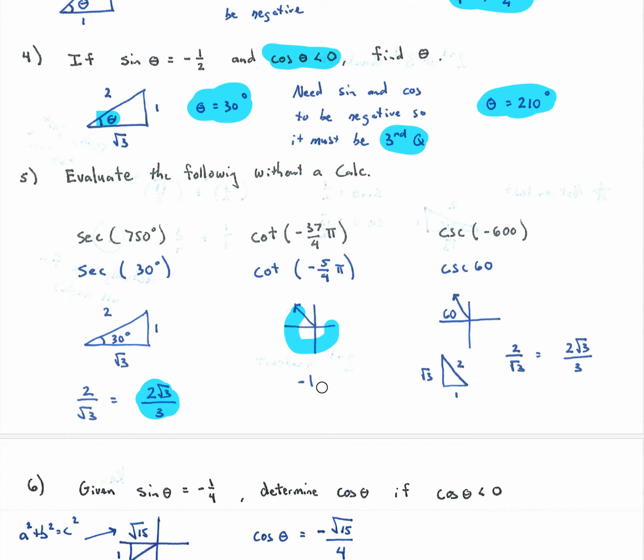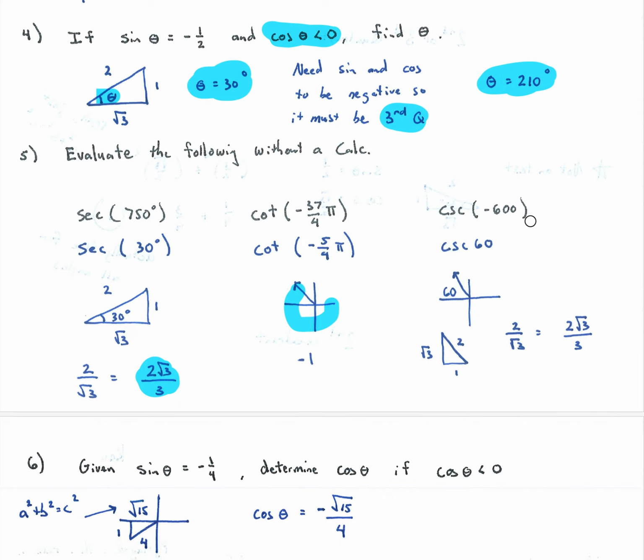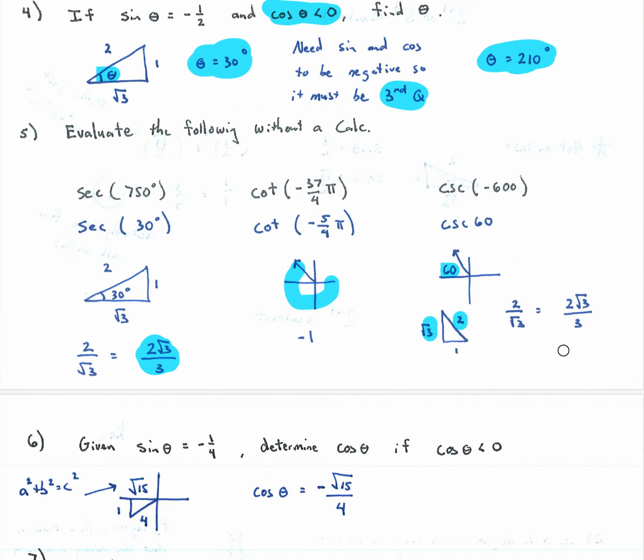Tangent of 45 is 1. Cotangent is just going to be the reciprocal. But since you're in the second quadrant, the reciprocal of negative 1 is just negative 1. All right, negative 600. So if we go around 360, and then we have another 240, we end up there. So we end up in the second quadrant with a reference angle of 60, and then cosecant is going to be hypotenuse over opposite. So we do hypotenuse over opposite, and then we do the same thing. 2 over radical 3 is just 2 radical 3 over 3.